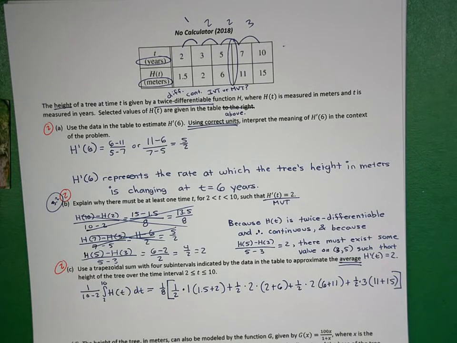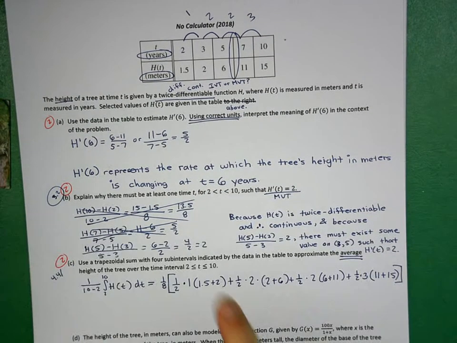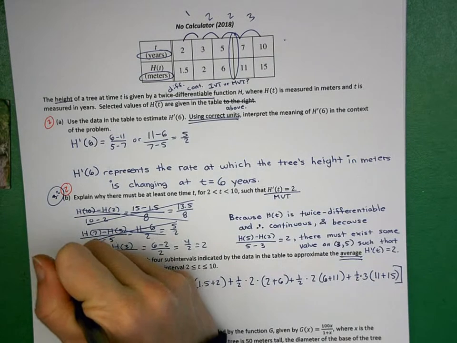Average, by the way, is 4.4. Trapezoidal sum is 4.6 in your notes. Okay?